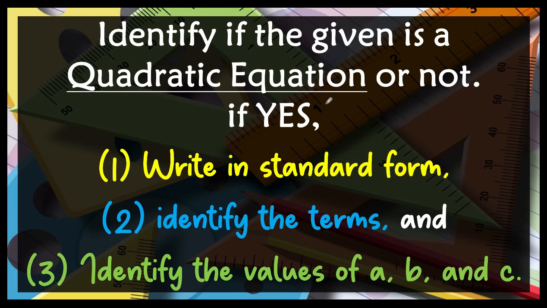So, let's have another example. This time, kayo naman, okay? Kailangan ka-idea nyo, pero syempre hindi ko kayo maririnig, kaya sasagutan din natin, okay? So sabi dito, we need to identify if the given is a quadratic equation or not. Kapag daw siya quadratic equation, kapag yes, kailangan natin siyang isulat in standard form. I-identify natin the terms. Ano yung mga terms? Quadratic term, linear term, and then constant. And then after that, identify natin the values of A, B, and C. Okay, so ready na kayo?